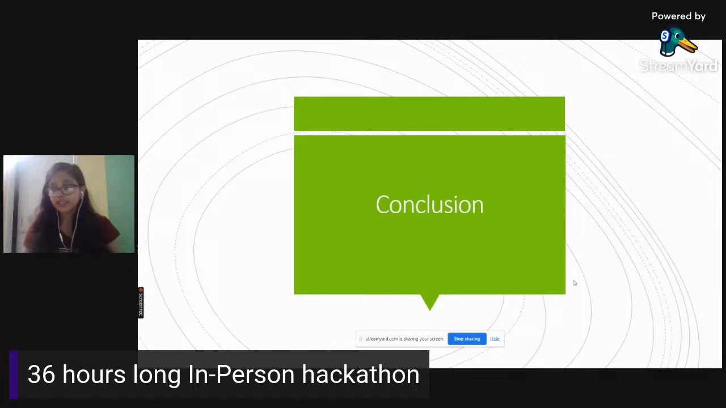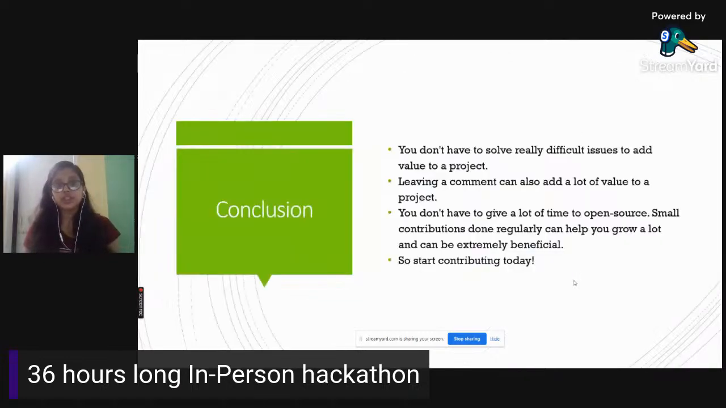And yeah, then moving on to the conclusion. The first thing is that you don't have to solve really difficult issues to add value to your project. Often, adding a few meaningful diagrams, correcting a few errors, improving the documentation also adds a lot of value to the project. Even improving the project's logo or the UI/UX of the project, or giving a few ideas, helping others in the community, also adds value to a project.